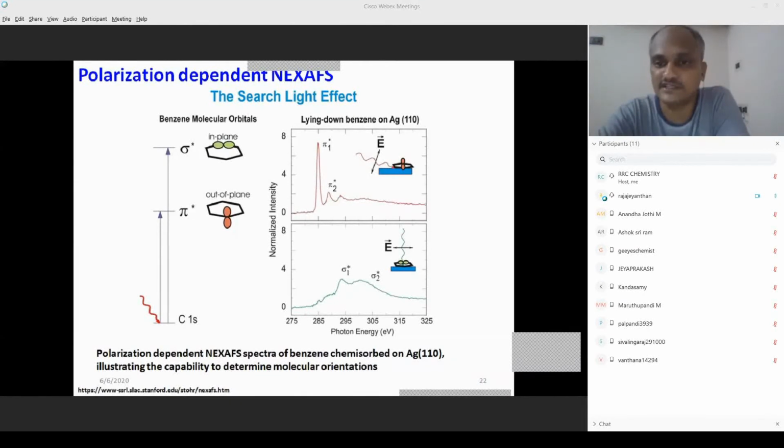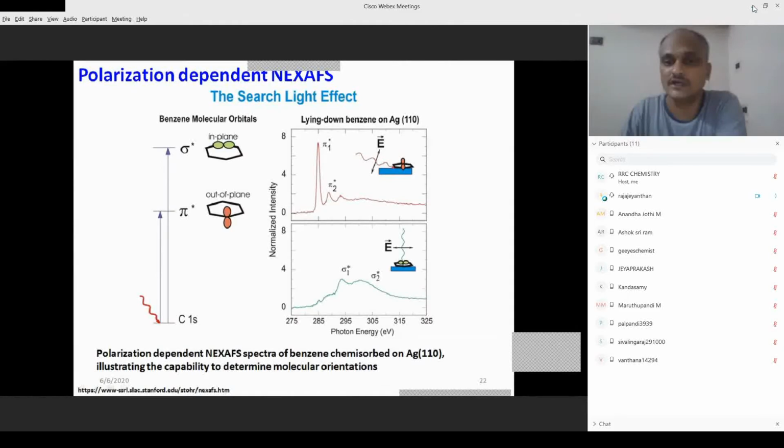When it is adsorbed lying flat on the surface of the silver, in benzene there are two types of bond. One is the sigma bond and another one is the pi bond. The sigma bond is in plane with the benzene, and the pi bond is out of plane with the benzene. When you are passing a plane polarized X-ray, the electric field vector of that is shown here, the first picture. The electric field vector of the X-ray will interact with the pi bond of this benzene, and it will give only the spectrum related to the pi bond, and there is no interaction of this electric field vector with the sigma bonding. So you don't get any sharp peaks related to sigma bonding.